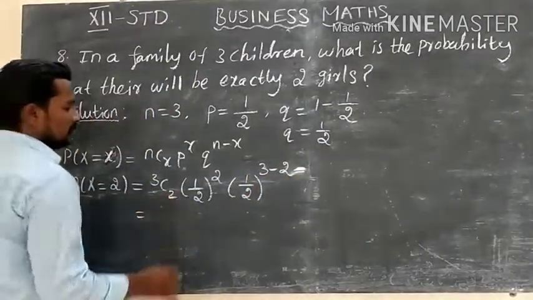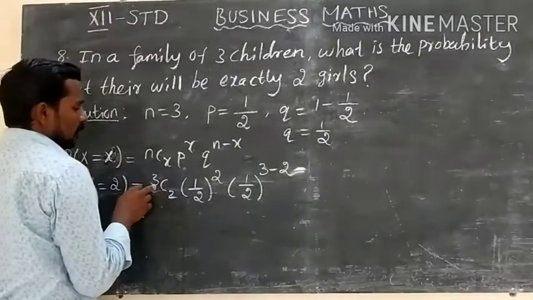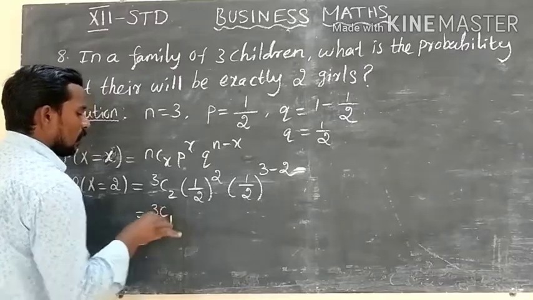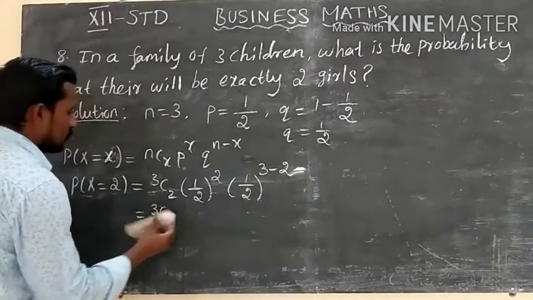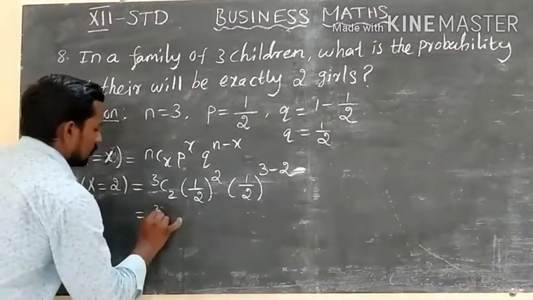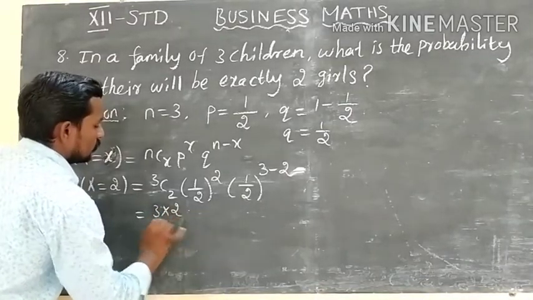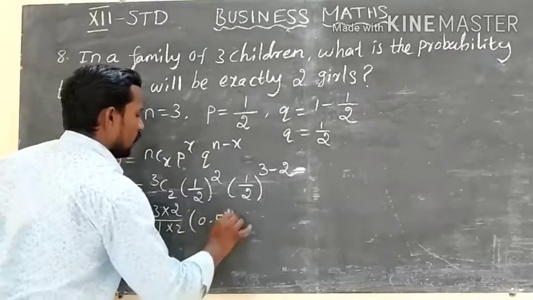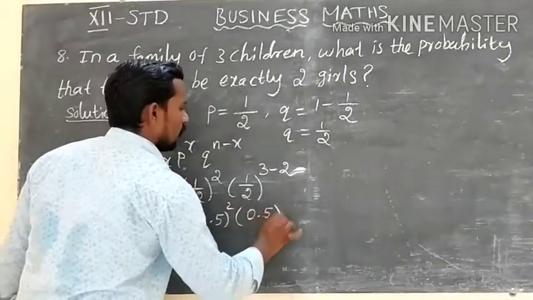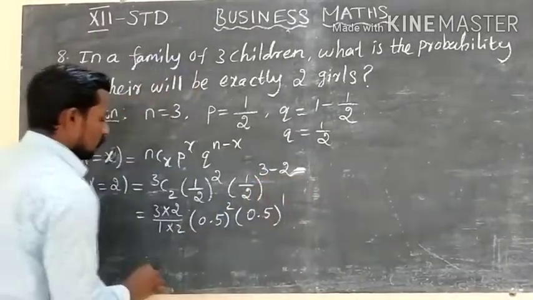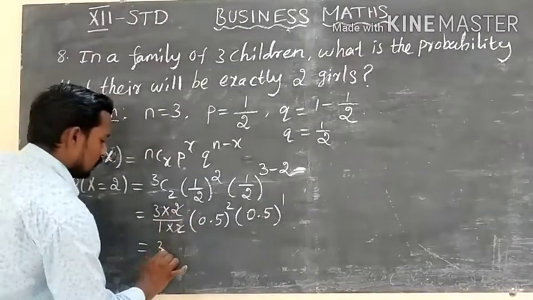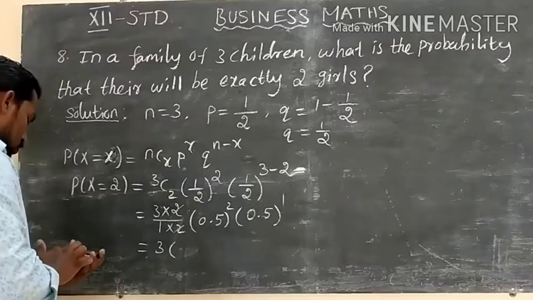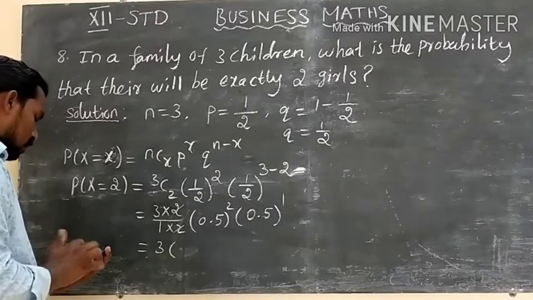This is equal to 3C2. 3C2 means 3C1, right, in this line. That means 3 into 2, so 1 into 2. Then 1 by 2 means 0.5, the whole square. This is 0.5 power 3 minus 2, which is 1. So the 2s are cancelled, remaining 3. Then 0.5 the whole square.